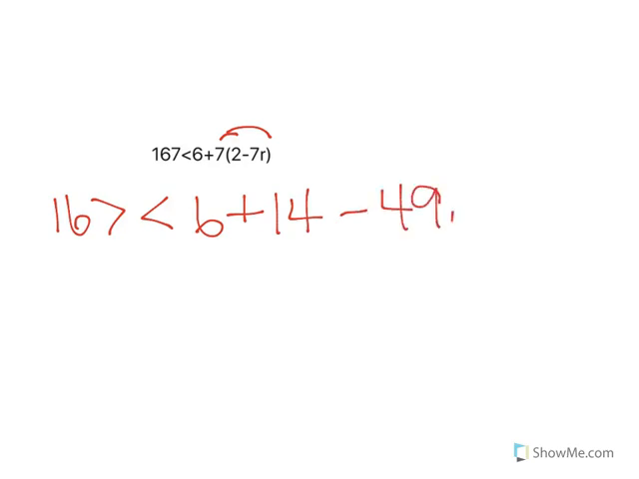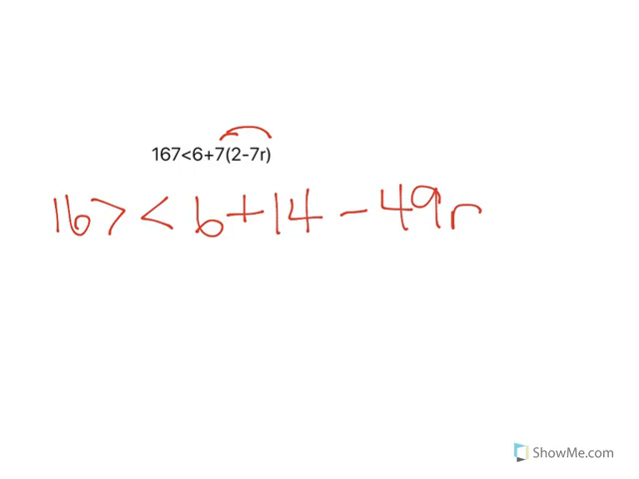First thing I see we need to do is distribute the 7, right? So we've got 16 less than 6 plus 7 times 2 is 14. 7 times negative 7r would be negative 49r. Okay? And feel free when you're doing these, if you want to switch that variable and always make it x or something that makes sense to you, that is fine.